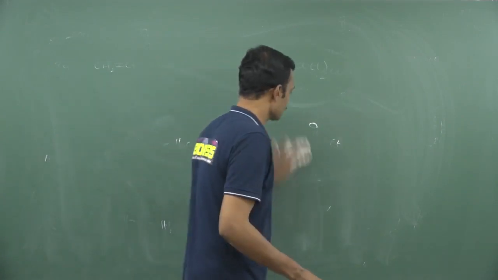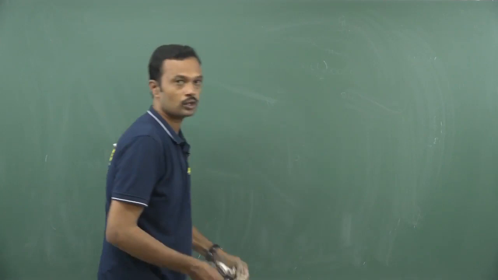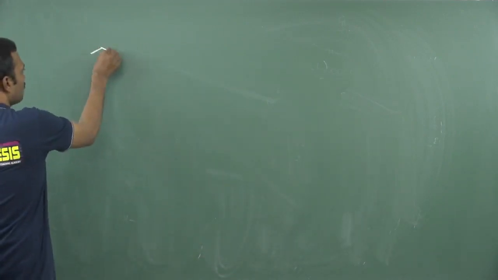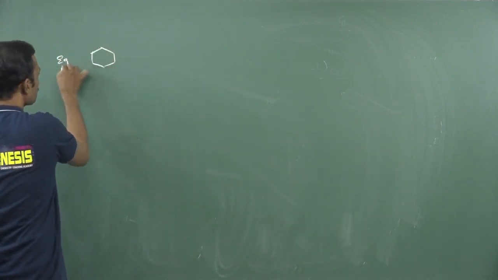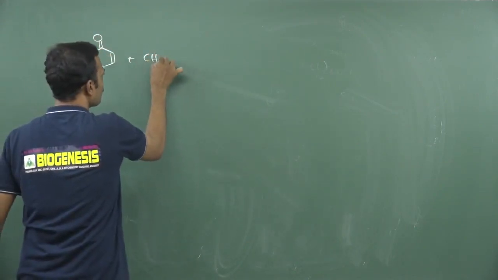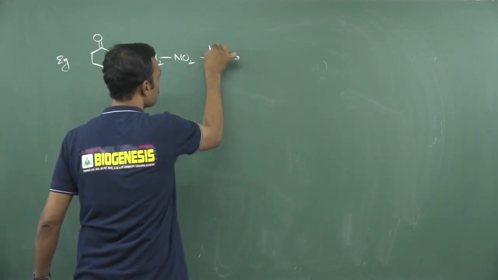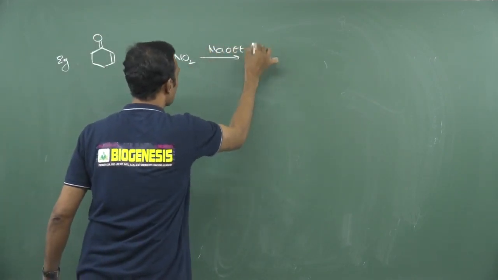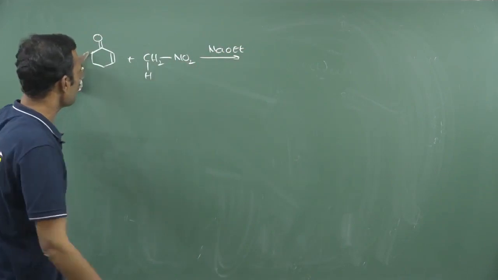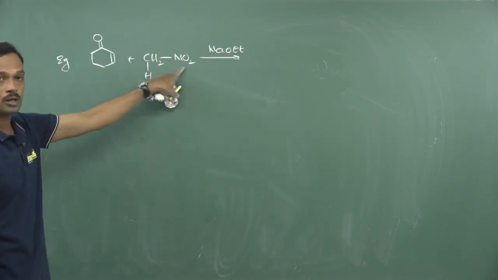Okay, next. So this is the last example where you can identify and confirm what actual Michael addition is. See, I am taking an alpha, beta unsaturated carbonyl. This is the one. Now this is a nitroalkane. Here a hydrogen atom is present. So what will be the answer? With NaOEt, whether this base will take a proton from this alpha carbon, or whether it will take a proton from the alpha carbon of the nitro.